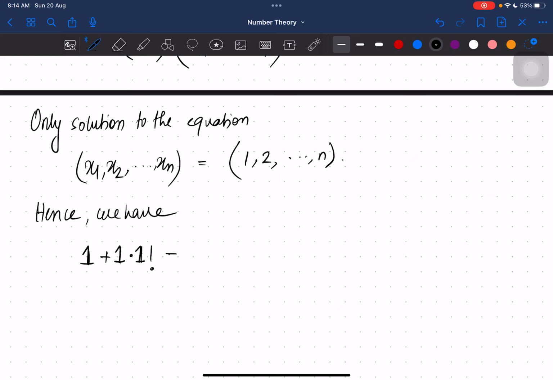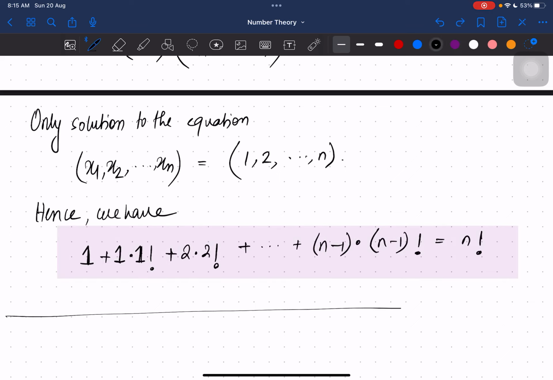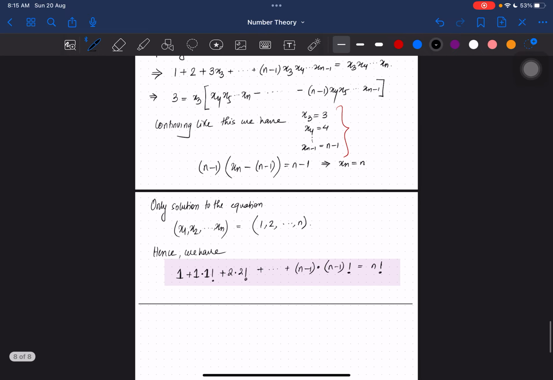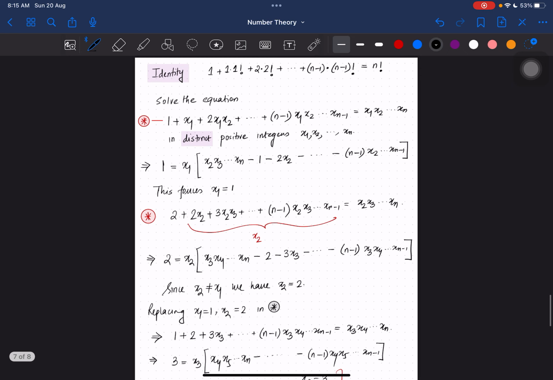So 1 plus 1 times 1 factorial, 2 times 2 factorial, and so on up to n minus 1 times n minus 1 factorial, that is n factorial. So this is the identity we wanted to prove. So I think this problem was interesting, and this identity also looks very neat. So that is why I wanted to share this identity and the proof of it with you.